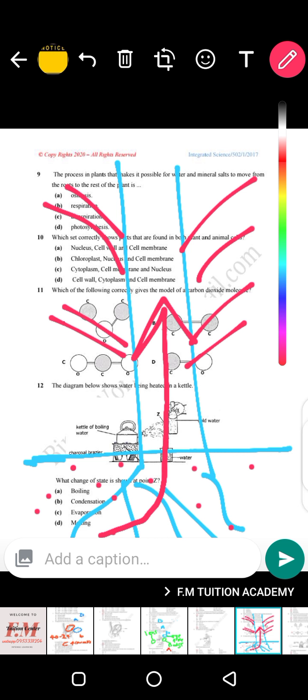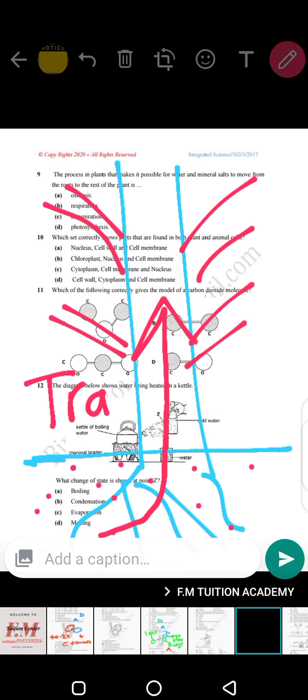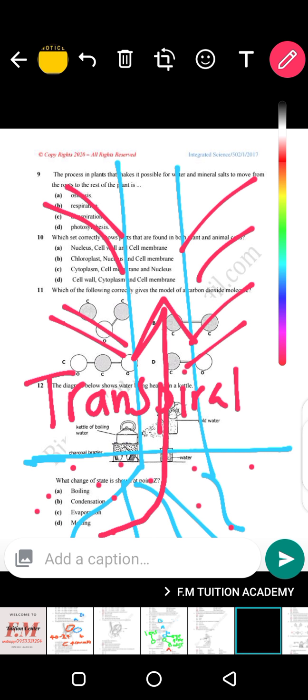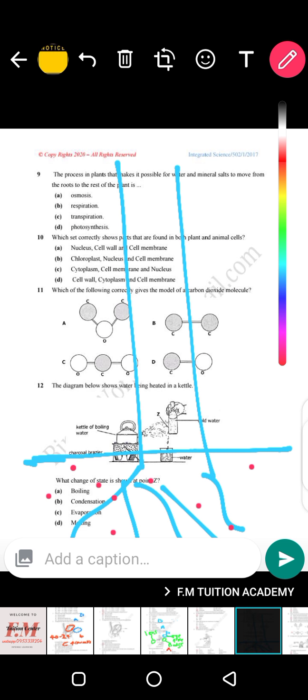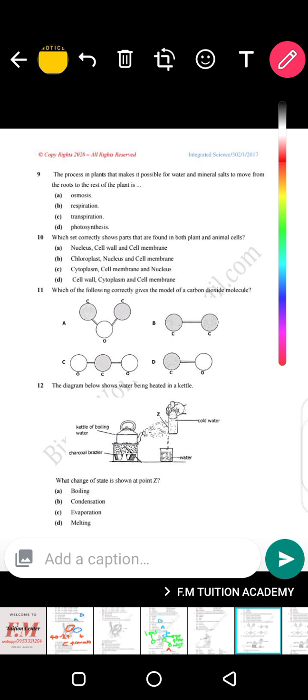So this process of the water and mineral salts coming from the roots, going upwards to all the parts, is called transpiration, guys. Okay, so I was just trying to help you to understand. So it is actually called transpiration. So the answer here is actually C.